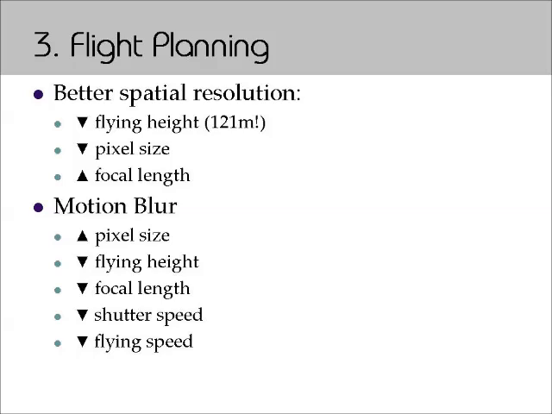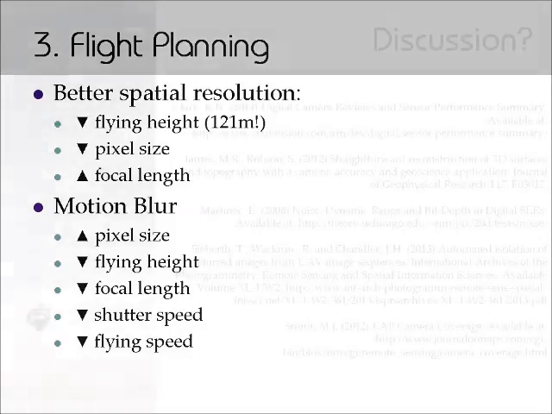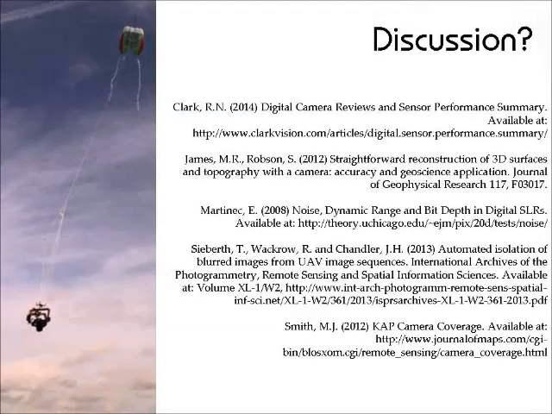Now, in terms of flight planning then, there's a couple of big things to take away. Firstly, better spatial resolution. If you want that, you need to decrease your flying height. Think about 121 metres. That's often the restriction for UAVs in terms of flying height, certainly is in the UK. So you need to be 121 or below. Size of your pixels. If you want better resolution, you need to decrease your pixel size, but remember, you're going to reduce your signal-to-noise ratio and your dynamic range, and you can increase your focal length.